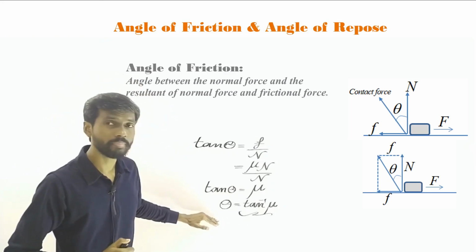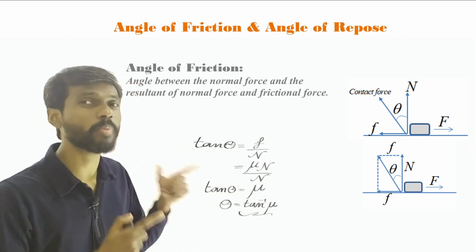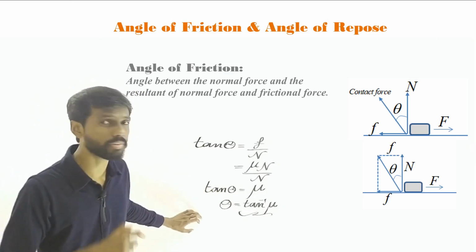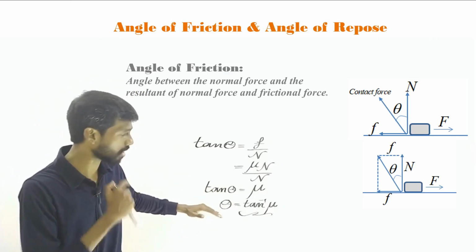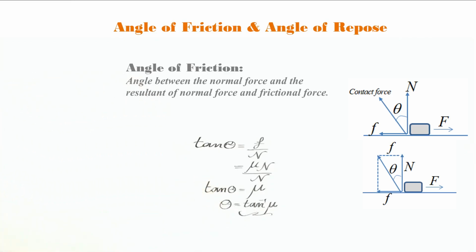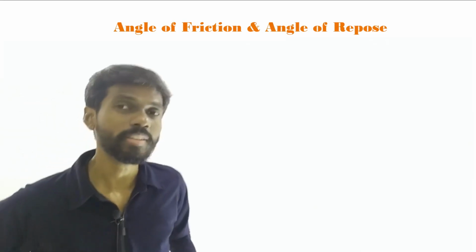Similarly, we also have another angle called the angle of repose. Angle of repose is more important than angle of friction because we don't use angle of friction much in our questions, but angle of repose is important. The angle of friction has this formula, tan theta equal to mu. Next one, the angle of repose.